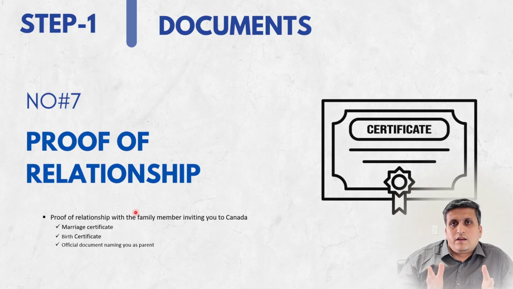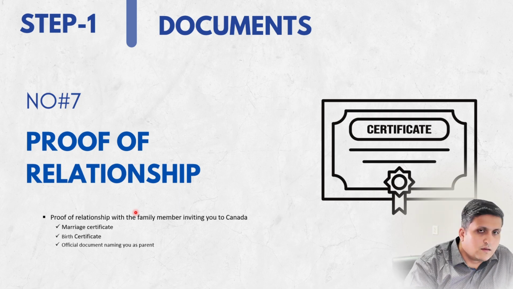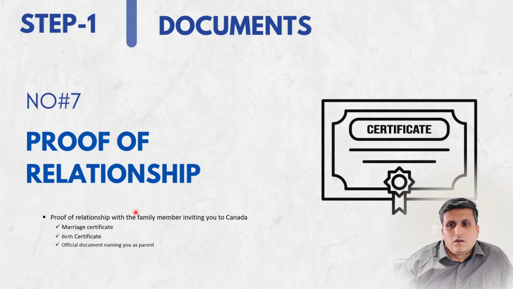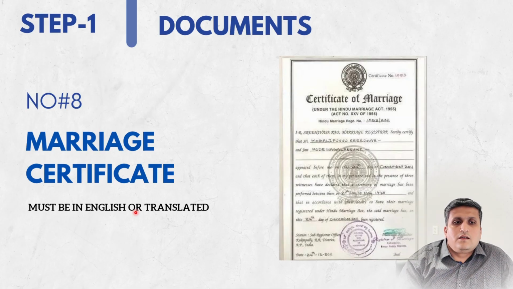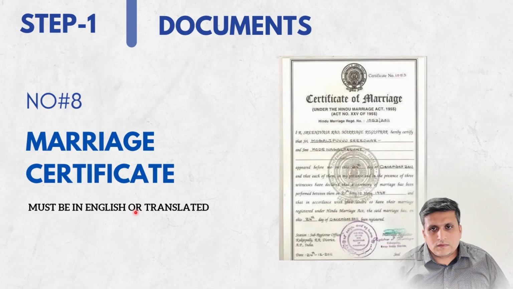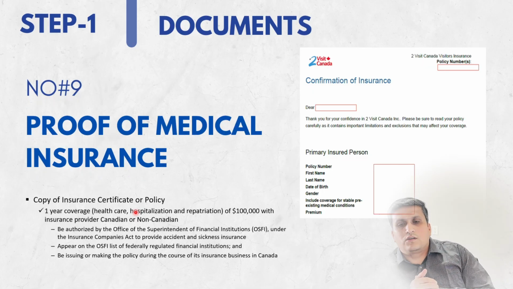So try to make it easier for the officer to understand what you are trying to convey, rather than them having to put in effort to find out what the document is trying to communicate. The next thing, if you are applying for both parents, you will need to attach a marriage certificate for them, and it has to be in English, or if not, you have to get it translated. If one of your parents is deceased, in that scenario you will not need to attach a marriage certificate. So most of the complicated documents we have covered.